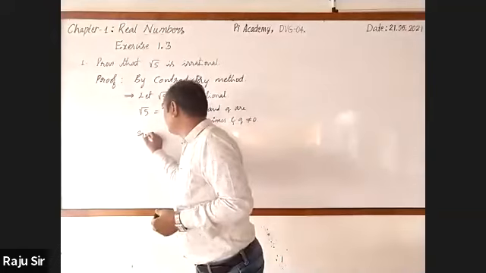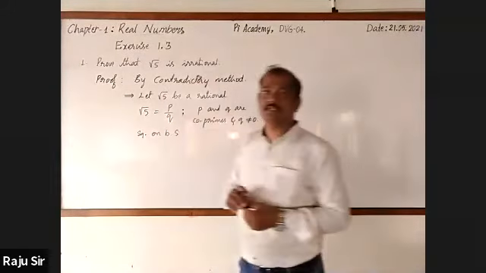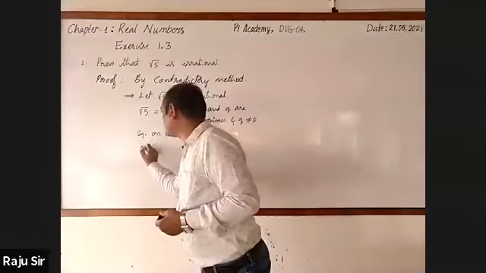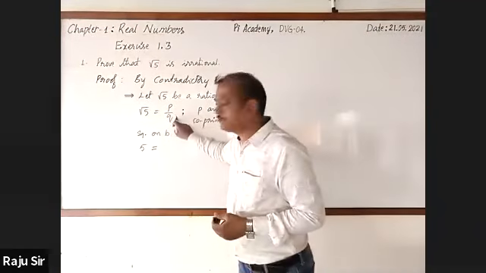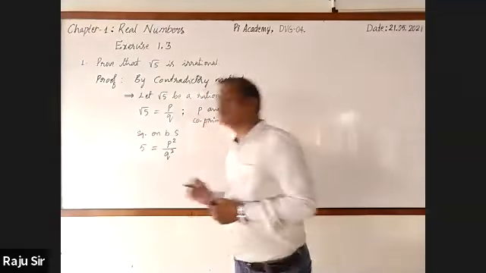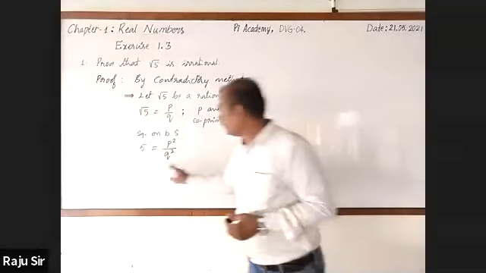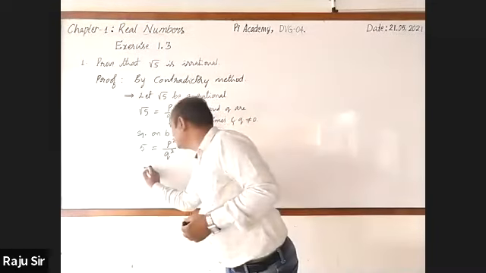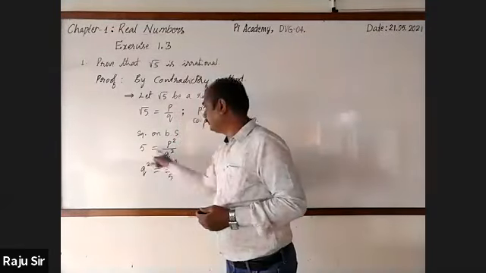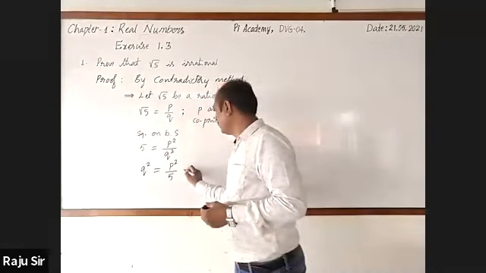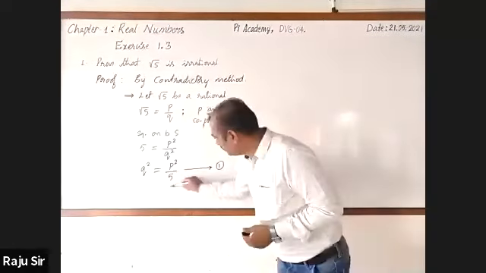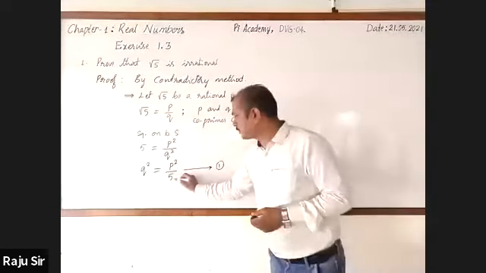In the next step, we will go for squaring on both the sides. Then you will get root 5 whole square as 5, and p by q whole square as p square by q square. Just go for cross multiplying. You get q square is equal to p square by 5. 5 will come to the denominator of RHS. You may call this statement 1.